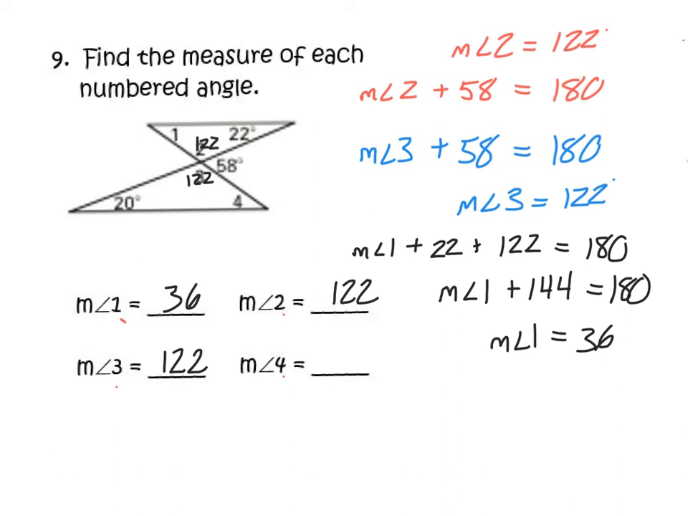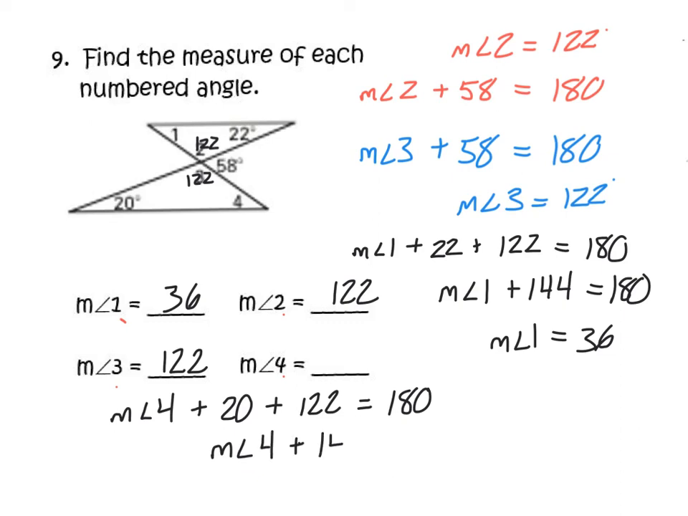Now down to my bottom triangle. So down here we have the measure of angle 4 plus 20 off to the left plus 122 equals 180. So we end up with the measure of angle 4 plus 142 equals 180. After I subtract that 142, it looks like the measure of angle 4 is 38 degrees.